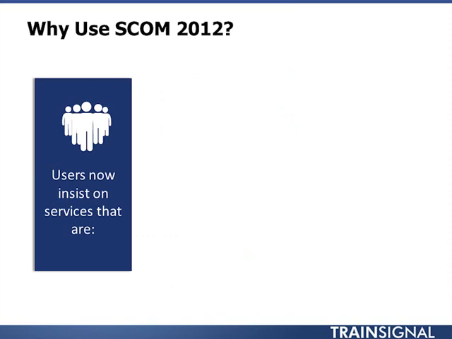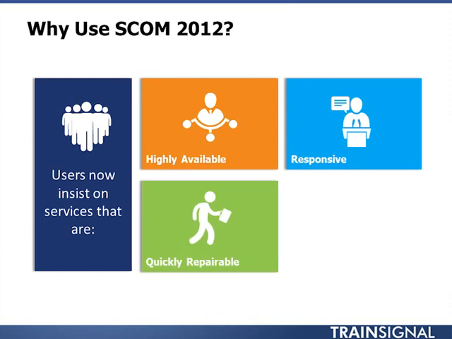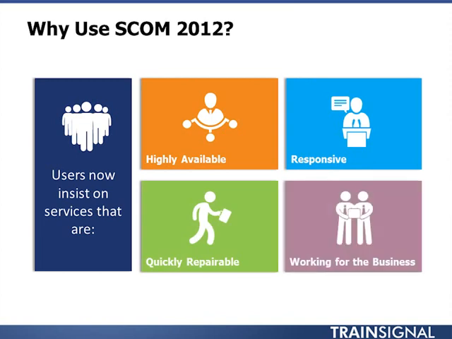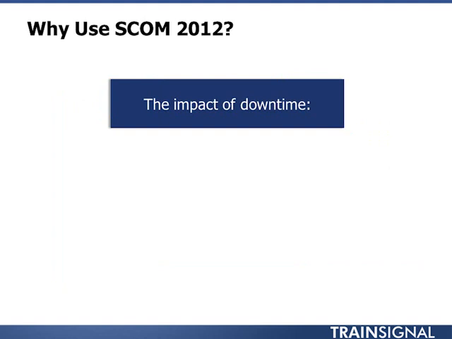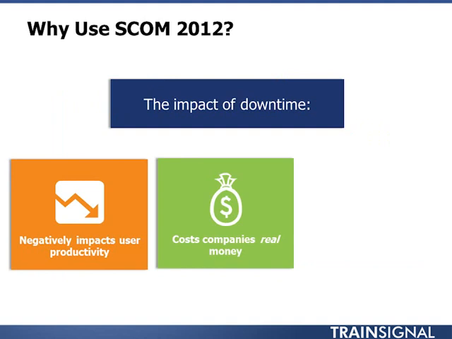Users insist on services that are highly available, very responsive, quickly repairable when problems do occur, and that are working for the business. When there is downtime, it negatively impacts user productivity and it costs companies real money. When there's downtime, it can cost companies hundreds, thousands, tens of thousands, or even millions of dollars per hour of downtime. Therefore, preventing downtime, being proactive and reactive when necessary, is a critical element for every IT department.